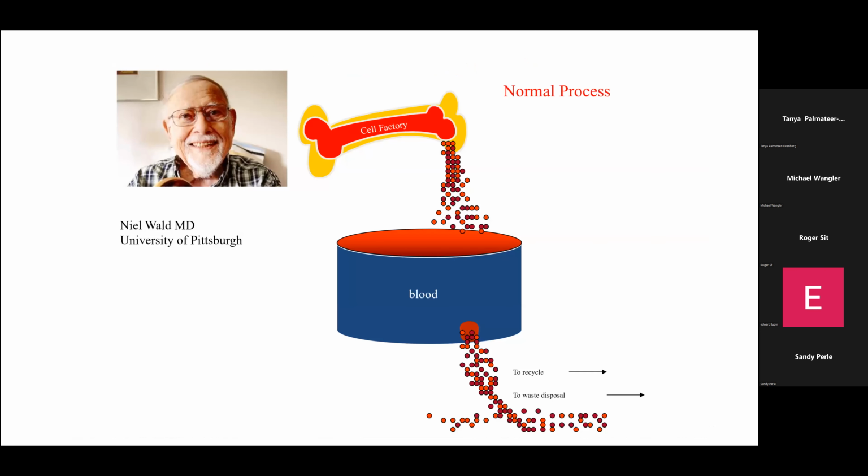So looking at Dr. Wald's slides going back a few years, here is his very nice picture of the acute radiation syndrome. Normally in our peripheral blood system, we lose blood cells that are recycled, and those are replaced from our bone marrow, the cell factory in his slide here. So we have a steady state. What's lost is typically replaced.